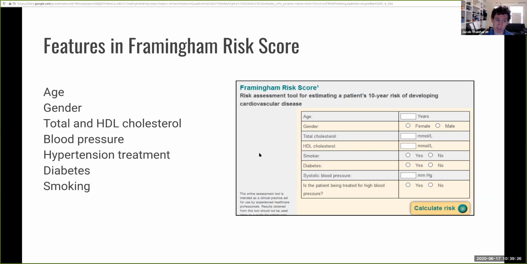In this case, it was age, gender, cholesterol, blood pressure, hypertension treatment, diabetes, and smoking. There are actually websites you can go to that let you enter these features in, and it will give you a risk score. So this helped underscore that this is a real thing that is actually used by doctors to make real decisions.